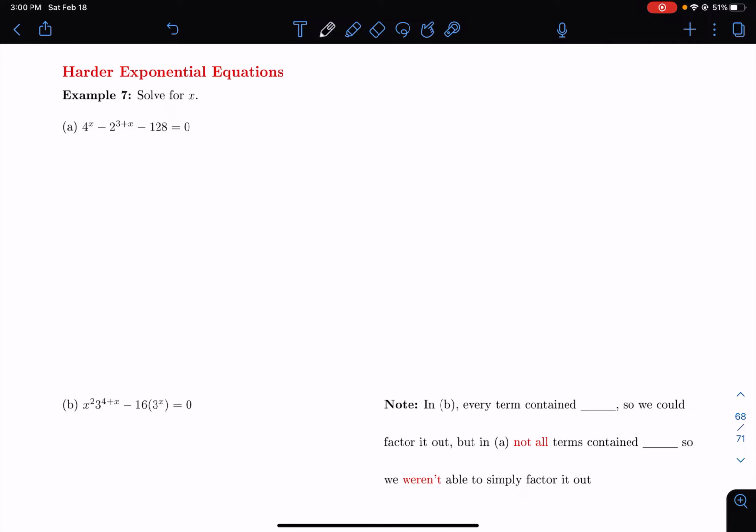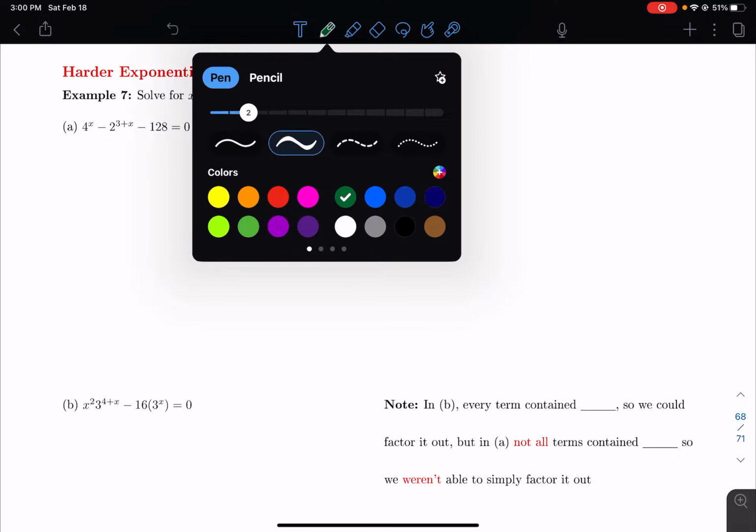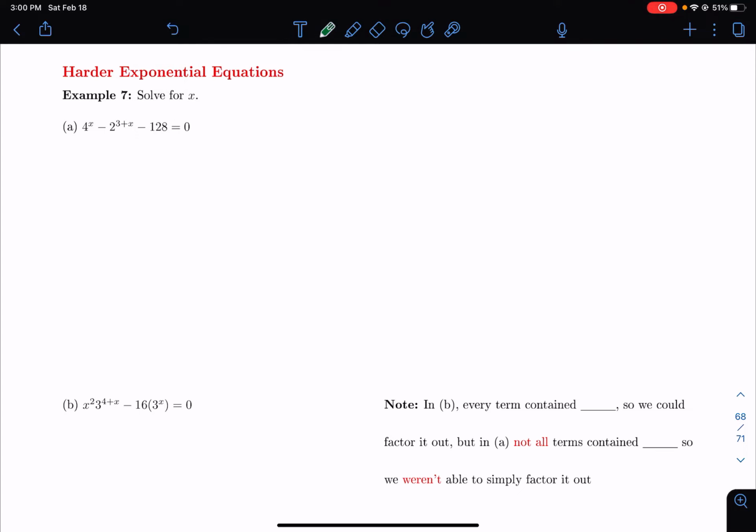One of the things that makes this equation harder than the ones that we've seen before is that we have several terms. We have 3 terms here. Typically, we've just seen 2 terms. But also, these terms don't all have the same base. So one thing I'm going to try to do, if possible, is see, can we get a common base with at least some of these? The ones that I'm going to focus on are the ones that have the x's in the exponents. So 4 to the x, and this 2 to the 3 plus x.